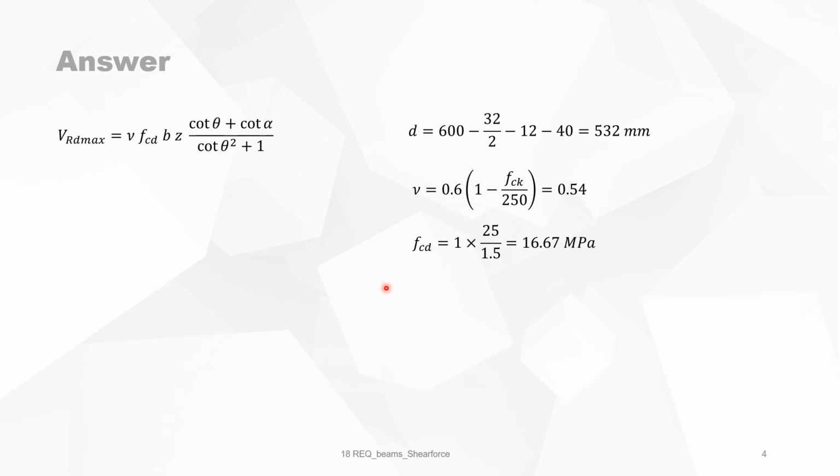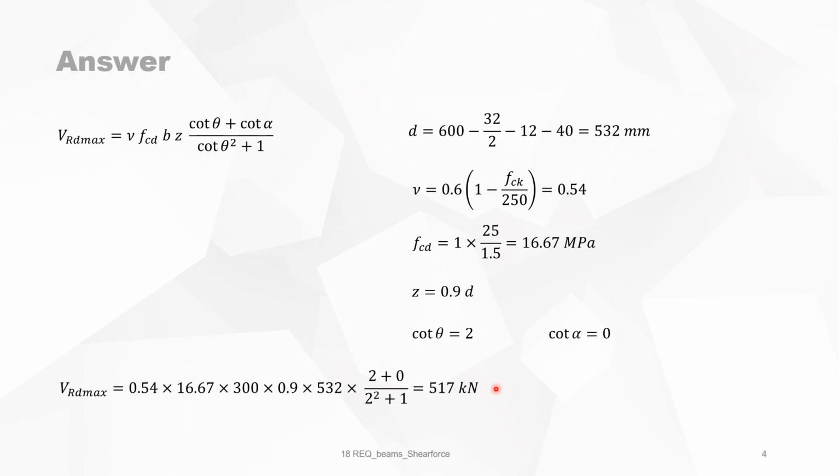For shear force, alpha CC is 1. So FCD is 16.67. Z, like we said, is 0.9D, and the cotangent theta is 2. So we take the smallest angle of the strut to have the minimum amount of stirrups for this angle. Cotangent alpha is 0 because you have vertical stirrups. Now we can fill in all the necessary parameters, and we arrive at 517 kilonewton.